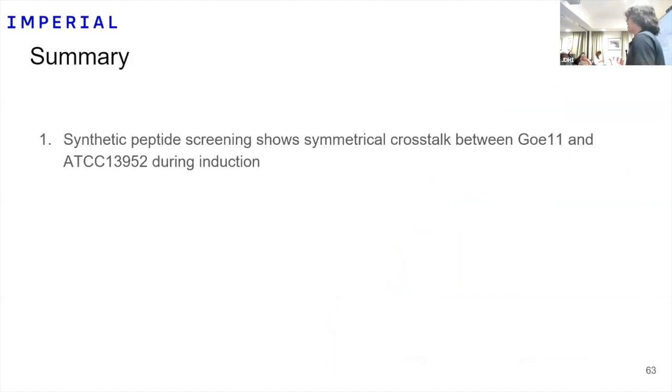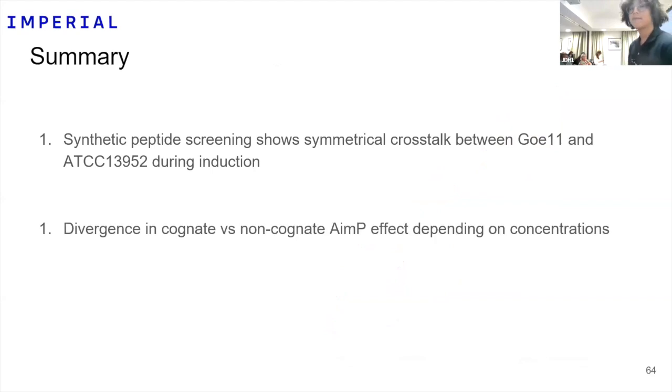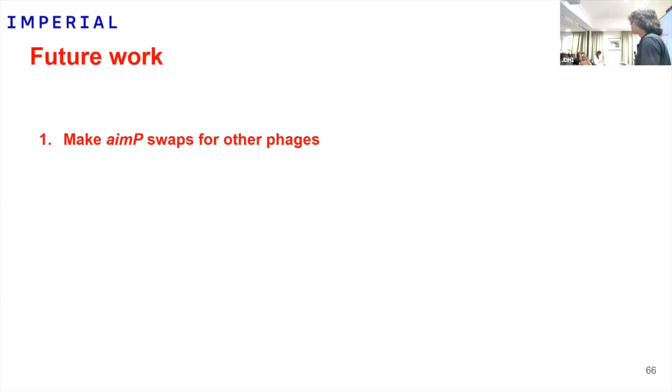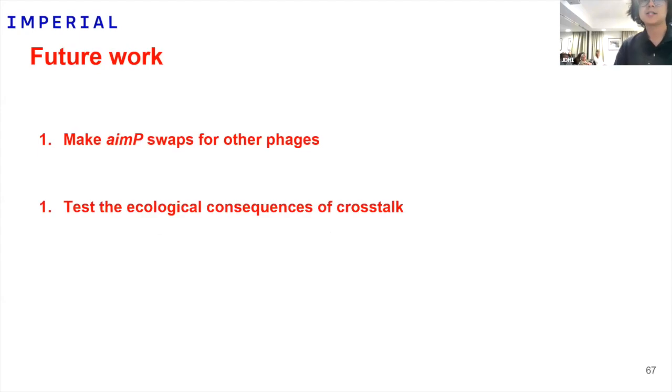And so to summarize, synthetic peptide screening does show symmetrical crosstalk between GO11 and ATCC. They sense each other in induction. But there is a divergence in cognate, non-cognate AMP effect depending on concentrations. Having said that, GO11 does sense ATCC's AMP at native concentrations in both inductions and infection contexts, as we saw with the chimeric phages. In the future, I will be proceeding to make more of these chimeric phages with the other phages, as well as to, once I have these chimeric phages, possibly test the ecological consequences of this crosstalk.